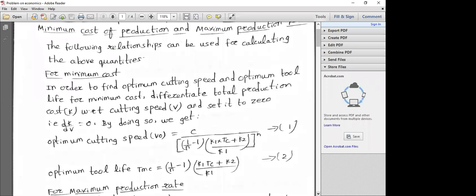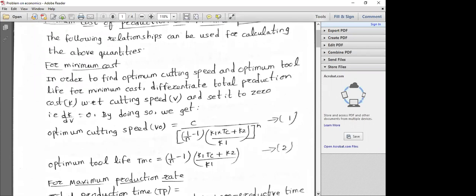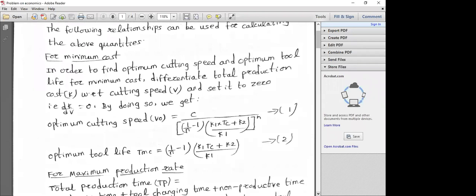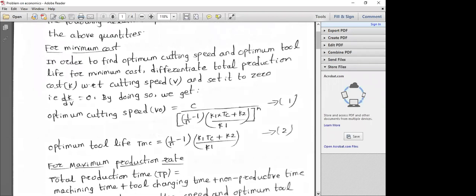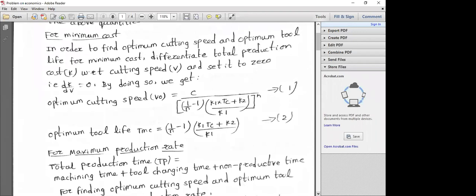It is a big problem, 10 parameters we have to find out. And what is the maximum production rate? For maximum production rate, what is the total production time? Total production time is given by TP. We have the machining time plus tool changing time plus non-productive time. Everything you have to take into consideration.